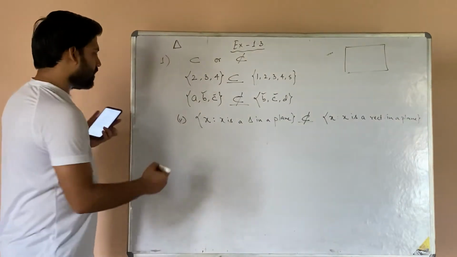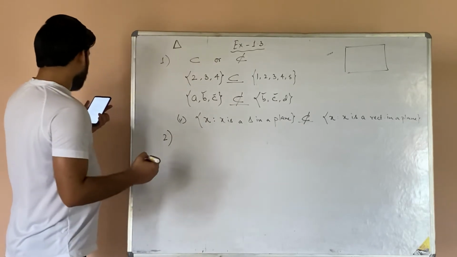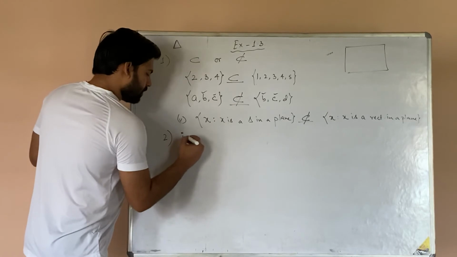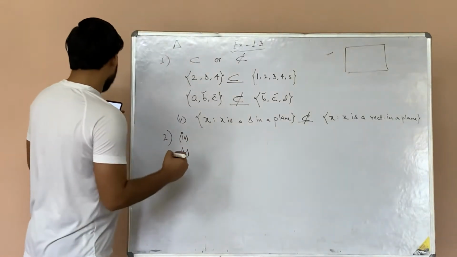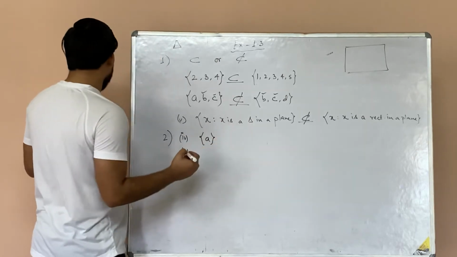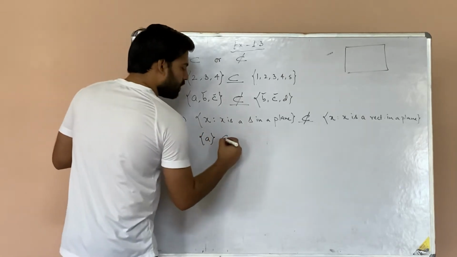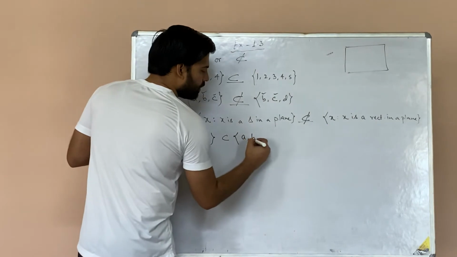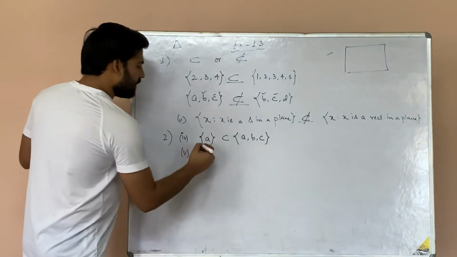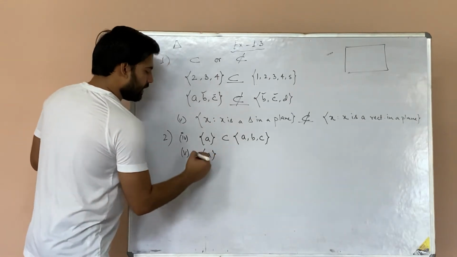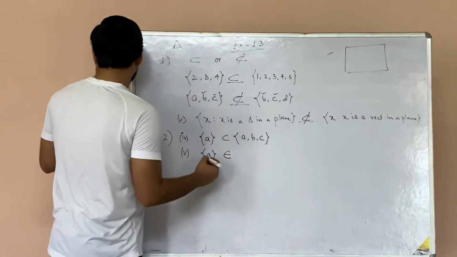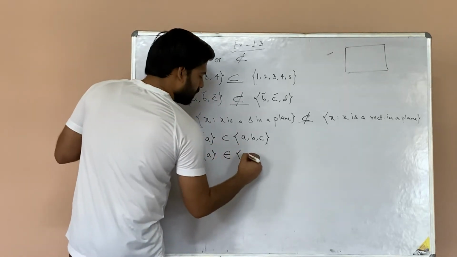One of the examples here, I am taking question number 2, and I am taking the fourth part and fifth part. Now here it is given a set comprised of element A is a subset of another set comprised of elements A, B and C, and you are having another set A in question number 5, which they are saying belongs to the set A, B and C.